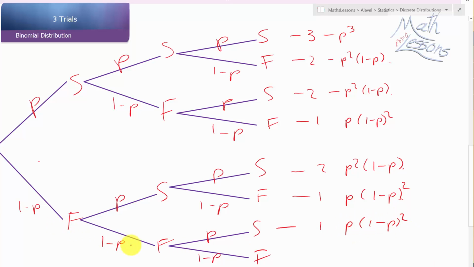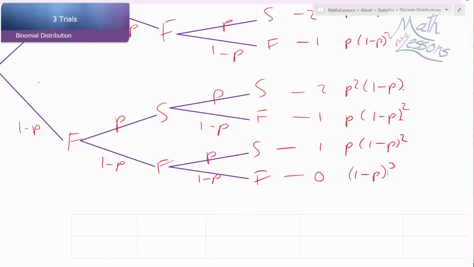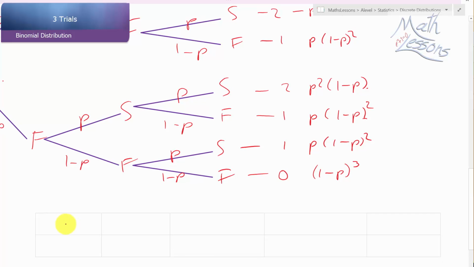And here we've got no successful outcomes. So it's just 1 minus p cubed. So let's put that all into a table now. So here we've got x, and we've got 0, 1, 2, 3 successful outcomes, and the probability of each occurring.